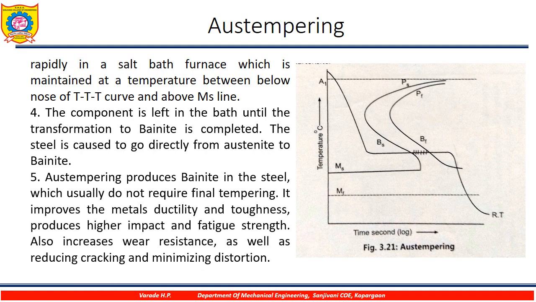Austempering produces bainite in the steel, which usually does not require final tempering. It improves the metal ductility and toughness, and produces higher impact and fatigue strength. It also increases the wear resistance as well as reducing cracking and minimizing distortion.